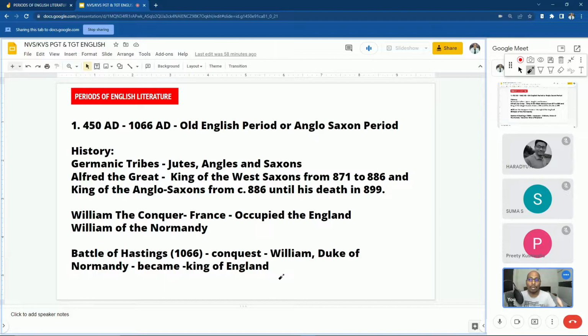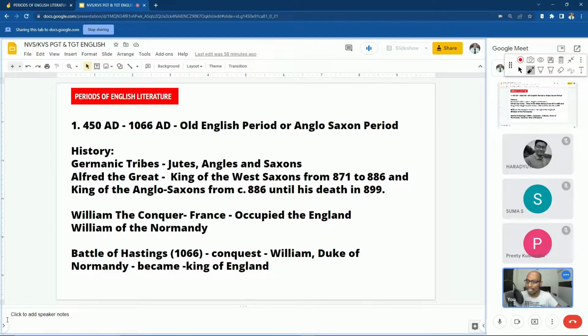This is the historical background of the Old English period. They may not ask you questions from this part, but at least you should remember that the history of England began from the Anglo-Saxons, and then it came to William of Normandy. He is the Duke of Normandy, and he became the King of England in 1066. That is the dividing factor which divides the Old English period and the Middle English period.